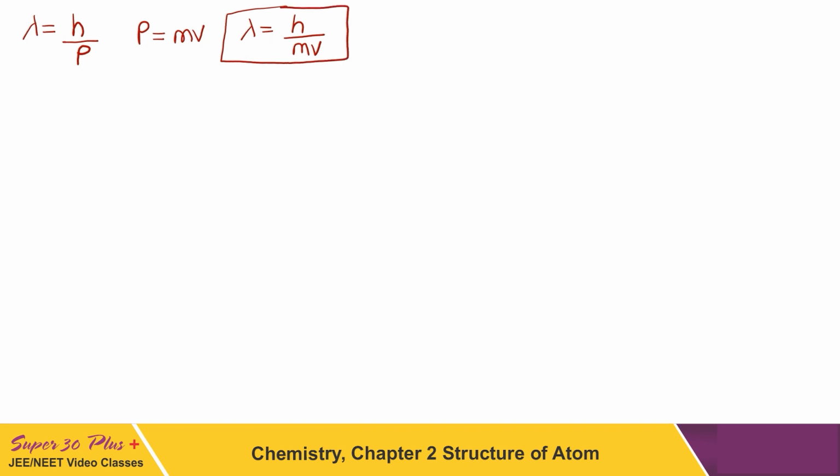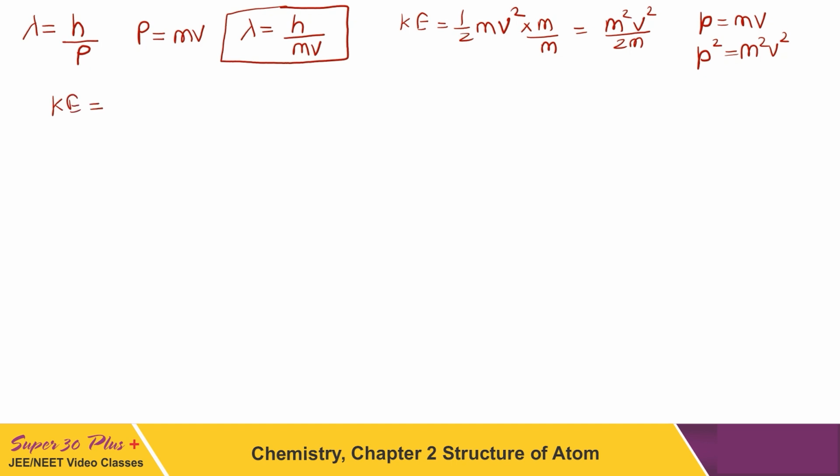Do you know, students, what is kinetic energy? Let me tell you that kinetic energy is half mv square. Most of you students already know this formula. Now if I multiply this formula by m and divide by m, it will not make any impact, they will cancel out each other. It will be m square v square divided by twice of m, where p is equal to mv. So m square v square is equal to p square. Now I will say kinetic energy is equal to p square upon twice of m.